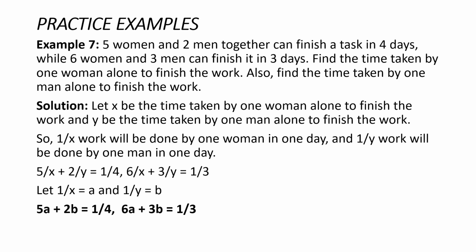Similarly 6 women means 6 upon x plus 3 upon y, in 3 days means in one day 1 upon 3. Now we have two equations. So we just have to reduce in a simpler form. Let 1 upon x is equal to some variable a and 1 upon y is equal to b. So now we have set of equations 5a plus 2b is equal to 1 upon 4, 6a plus 3b is equal to 1 upon 3. This is how these type of examples are done.